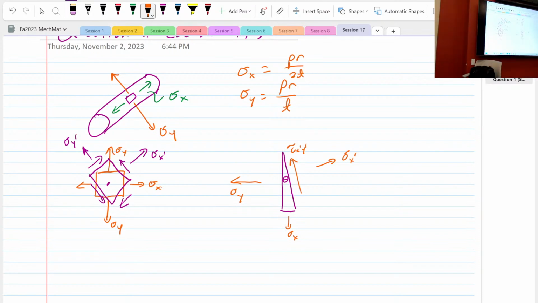Because we rotated, right? In this configuration, the sigma x prime can take some of both of these components, but the tau x prime y prime also takes and absorbs some of this. That's right. Okay? Very good. Very good. Your name again is?